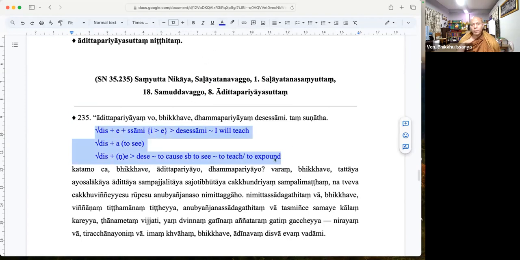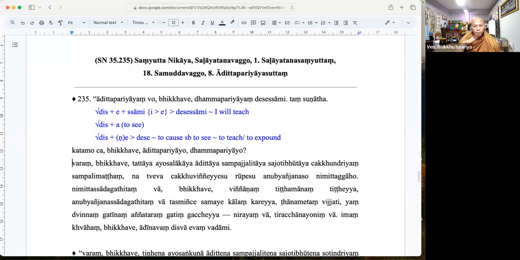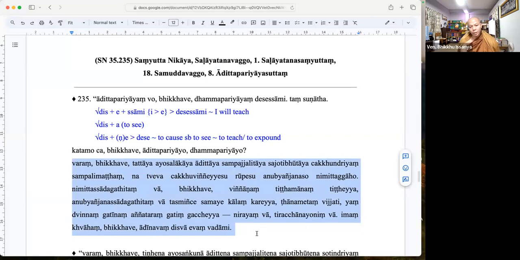Okay, and then let's go to the next line. So kadamocha bhikkhave adida priyayo dhamma priyayo. That is a question. So the Buddha, firstly, introduced, now I will expound adida priyaya dhamma talk. So listen to that. Give ear to that. And then the Buddha continued asking himself, so what is adida priyaya? What is dhamma priyaya? And also the Buddha asked a question, and also the Buddha himself answered that question. So in this way, question and answer, the Buddha expounded. So in this dhamma talk, the Buddha asked firstly and then answered that question.